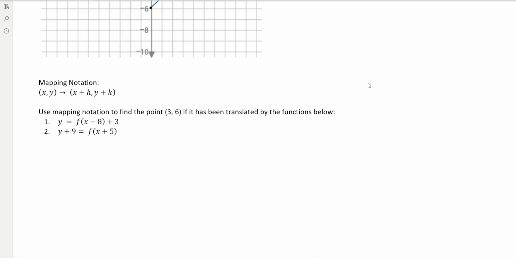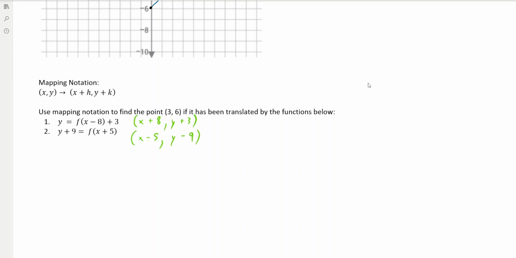Okay. So what are we going to do differently? Well, x plus h, right? Sorry, what's the translation here? There you go. Plus h, so it would be plus 8, comma y plus 3 for this first one. The second one would be x minus 5, y minus 9.